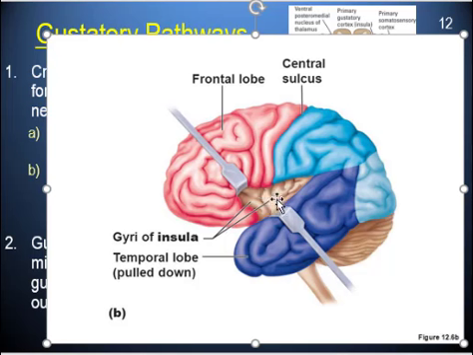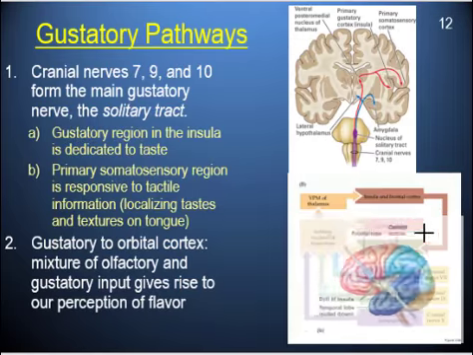A lot of times textbooks will say that taste is processed in the temporal lobe. Some will say it's processed in the frontal lobe. It depends on who you ask. Some will say technically they're both right. Some will say they're technically both wrong because it's actually in between all those. I don't care which one you remember. Just know that it's the insula and that the insula is right in between all 3 of those. That's the point of me showing you that.